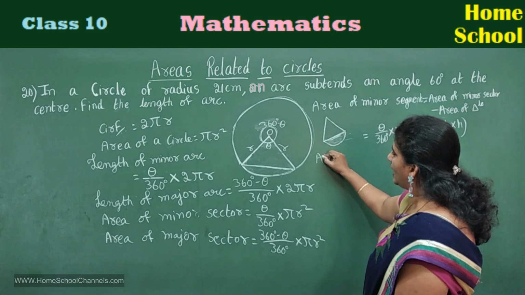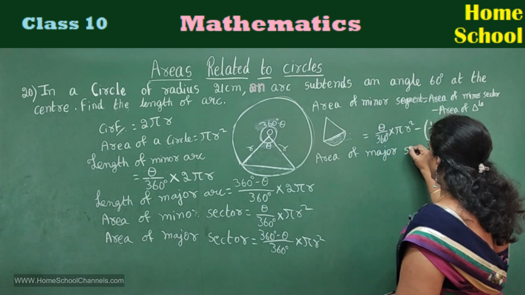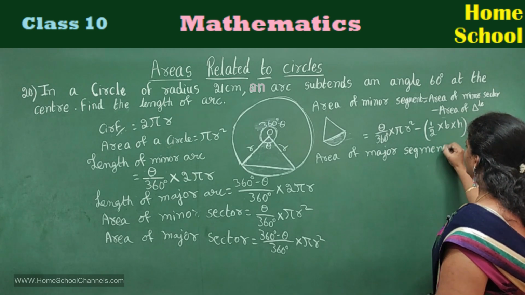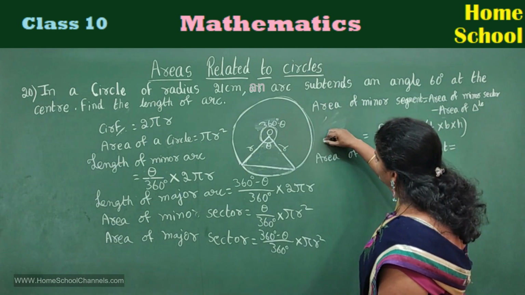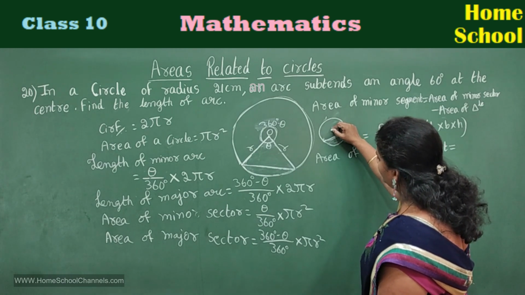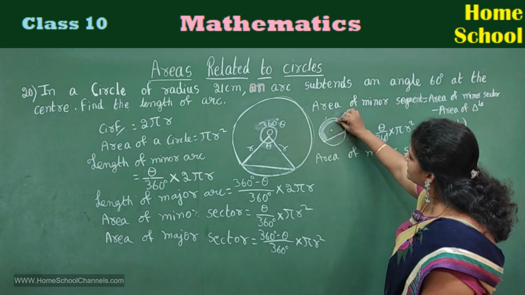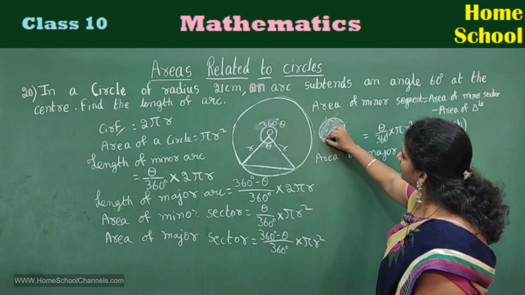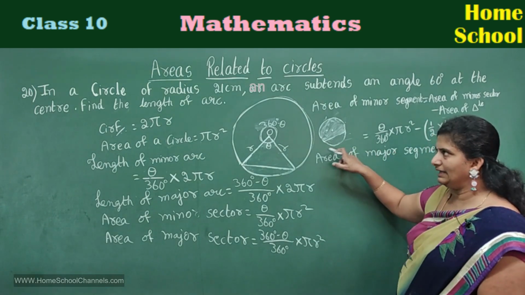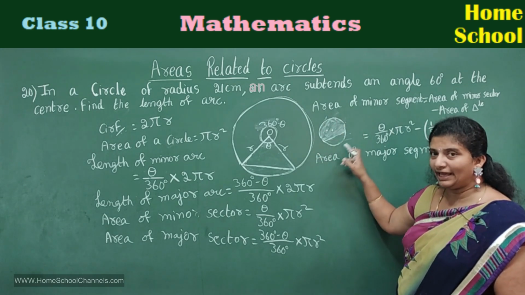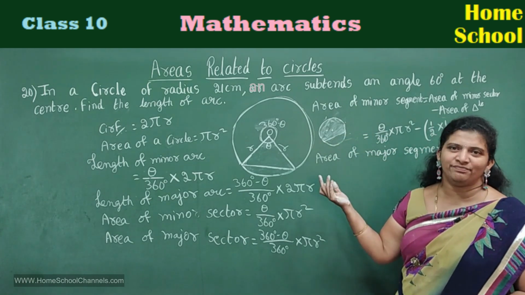Next, what about the area of major segment? When I talk about major segment, again you should remember some other figure. This is the minor segment. Now I don't want minor, I need the major segment area. This area I want. How will you find that area? Observe carefully. In the figure only you can frame the formula. From the area of a circle, remove the area of minor segment. That's it. You are going to get the area of major segment.